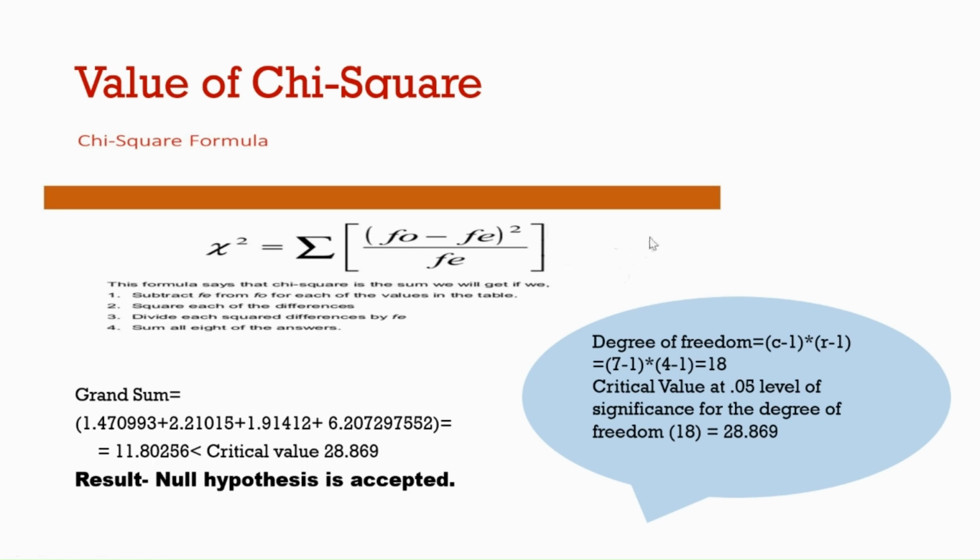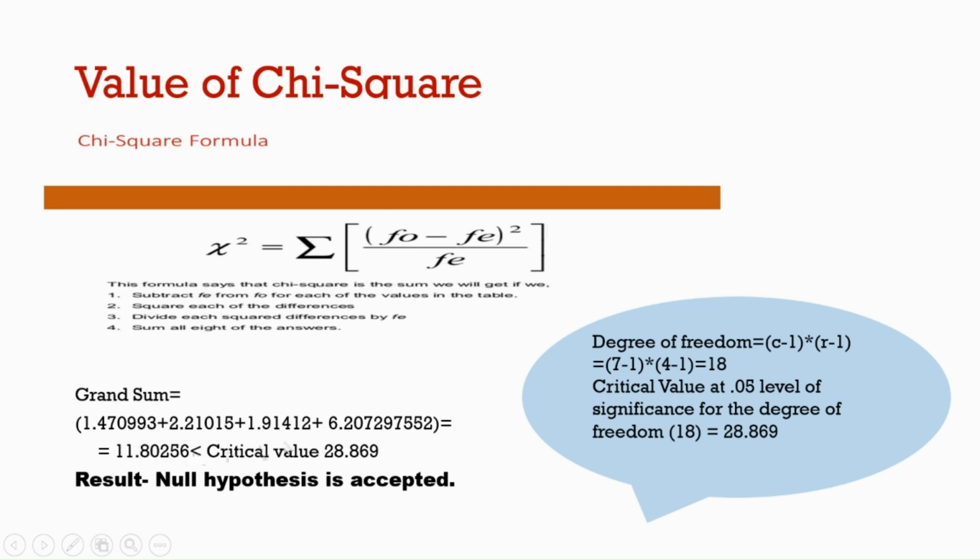As we know, the chi-square value is the sum of all (FO minus FA) square divided by FA values. So we add these values for all the four courses, that is BA Arts, BA Social Science, BCom and B.Ed students, and we get the grand sum, that is 1.47 plus 2.21 plus 1.91 plus approximately 6.20, and we get the value that is equal to 11.80256, and this is the value of chi-square.